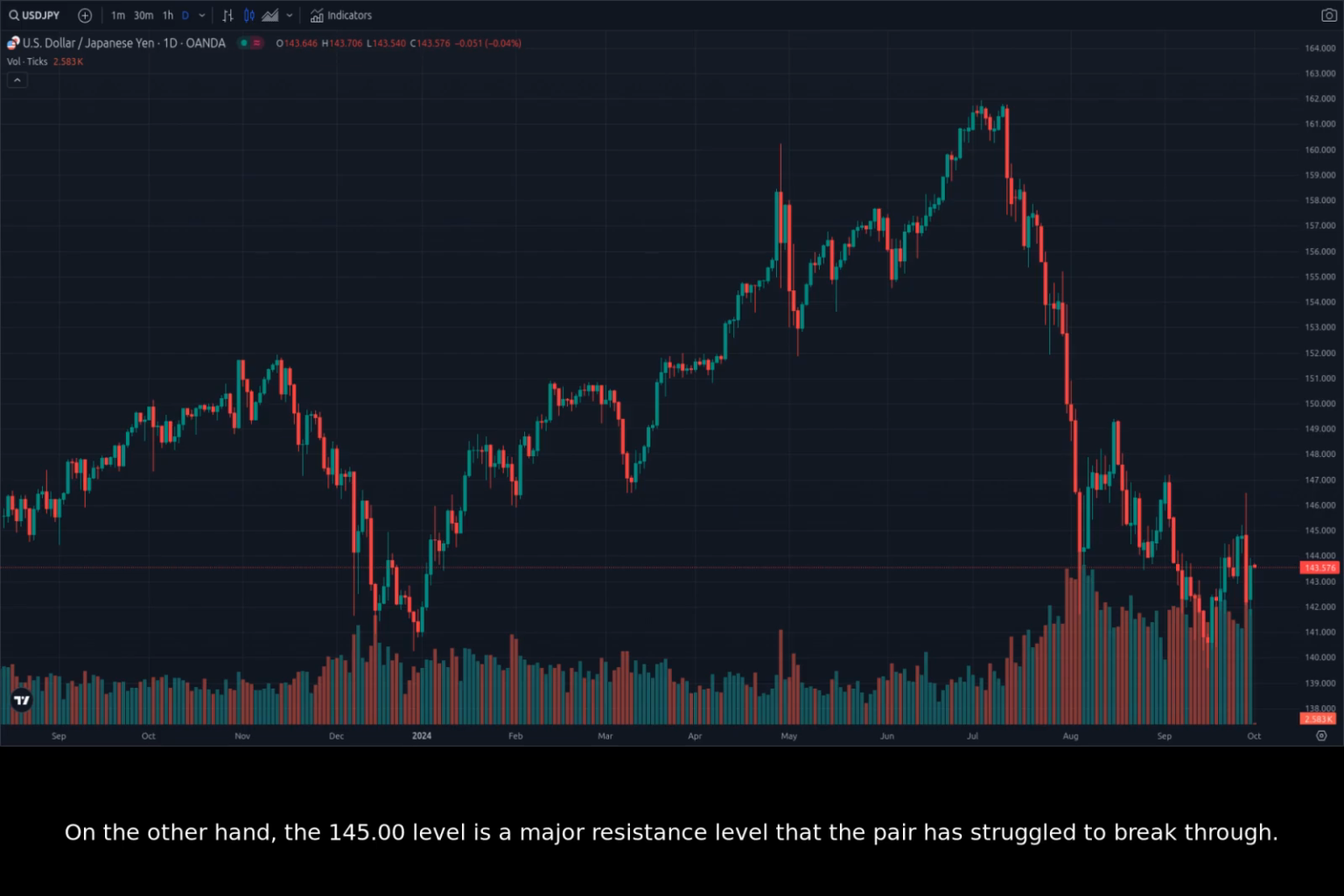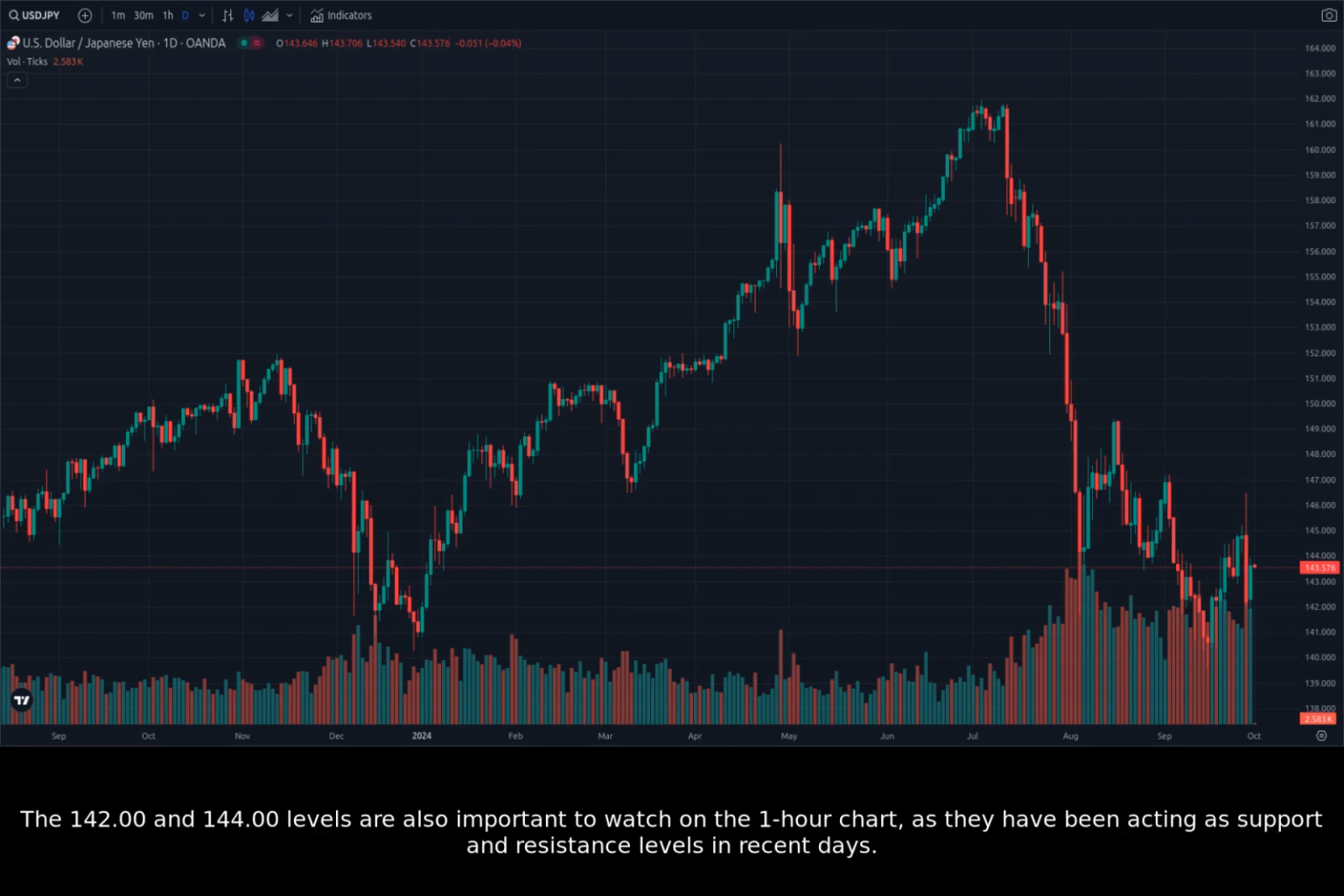On the other hand, the 145.00 level is a major resistance level that the pair has struggled to break through. If the pair can break above this level, it could signal a continuation of the bullish trend. The 142.00 and 144.00 levels are also important to watch on the one-hour chart, as they have been acting as support and resistance levels in recent days.